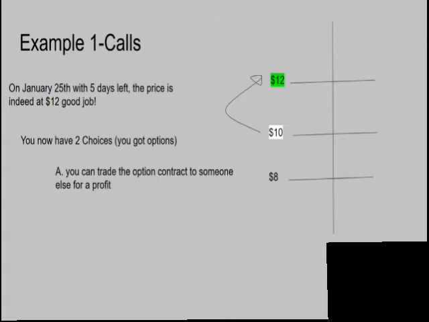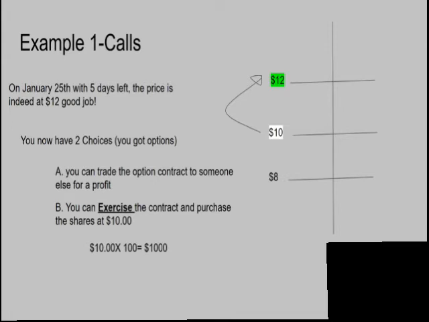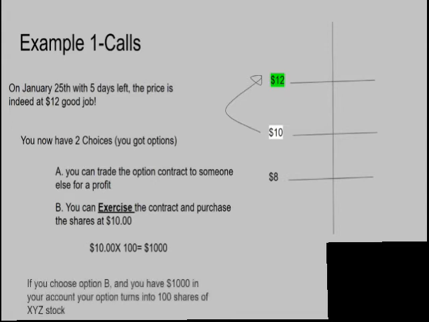So you could trade it to someone else for a profit. You could just say, hey, I got this option here to buy XYZ at $10. You want it, and they'll pay you for it, and they will exercise or whatever. Or you could exercise it yourself. So say you were to exercise. We're going to hone in on option B. You exercise the contract and you purchase the shares at $10. So $10 times 100 is $1,000.